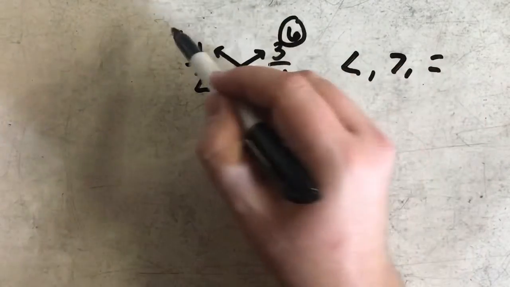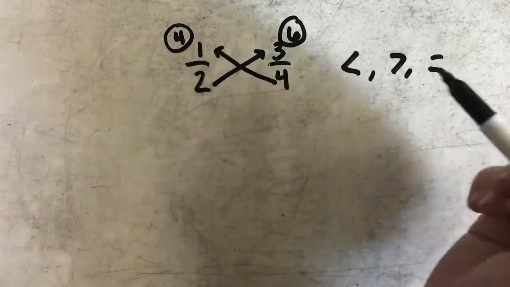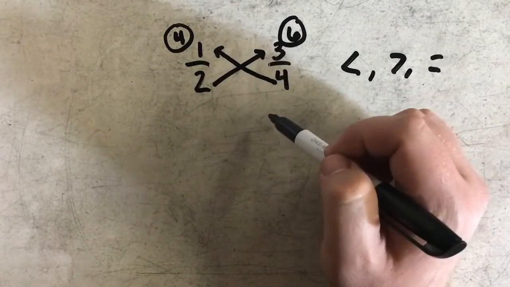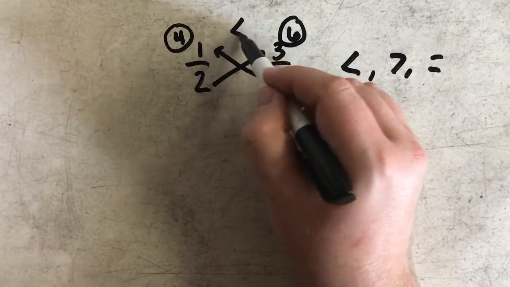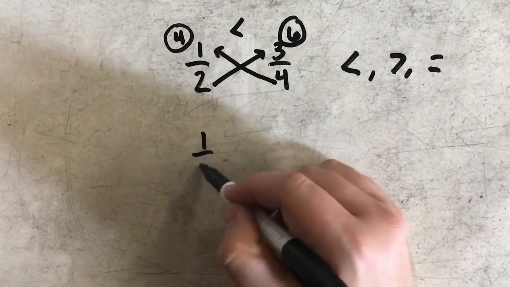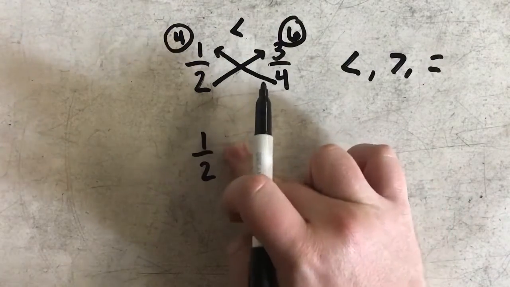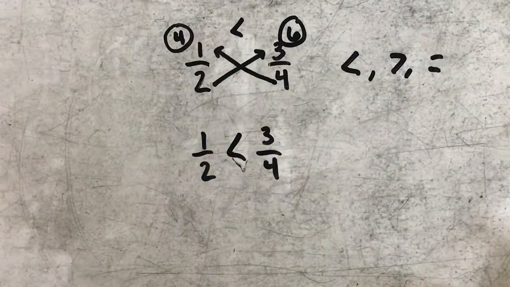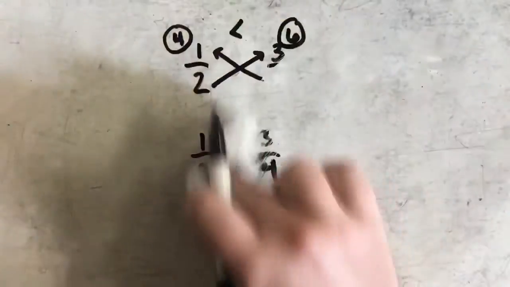Then we can compare these two numbers, and whichever number is larger will be the larger fraction. In this case, 6 is larger than 4, so I would say that 1/2 is less than 3/4. Let's try a couple other examples.